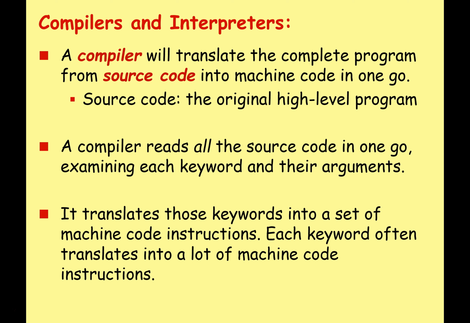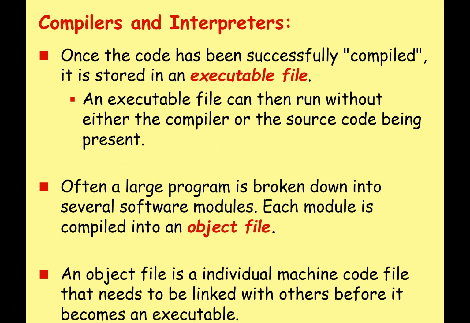It's not like assembly, which has this one-to-one relationship between itself and machine code. With a high-level language, you don't have the one-to-one relationship. The translator has a bit more work to do to take each instruction and work out how to do it step by step in machine code. Once the code has been successfully compiled, it is stored as an executable file. An executable file is one that can be run without the compiler or the source code being present.